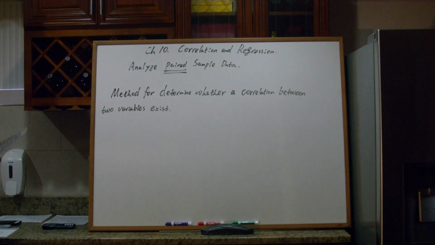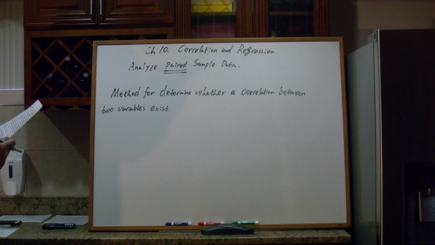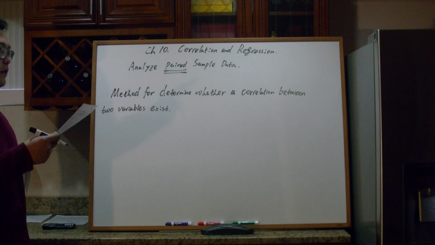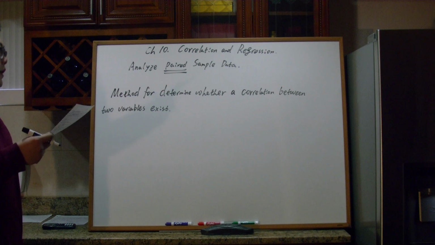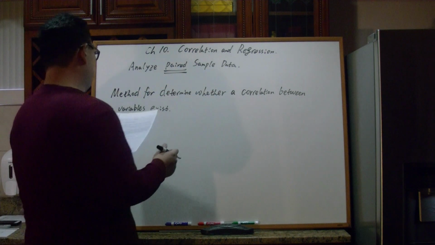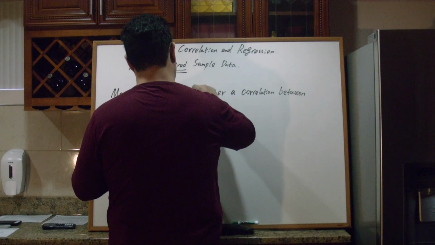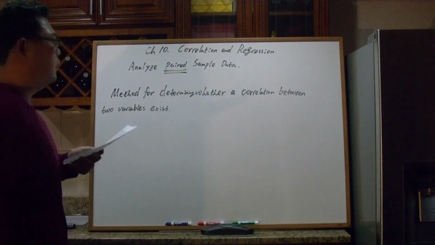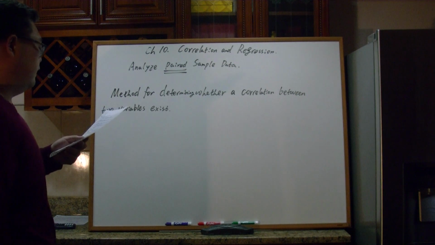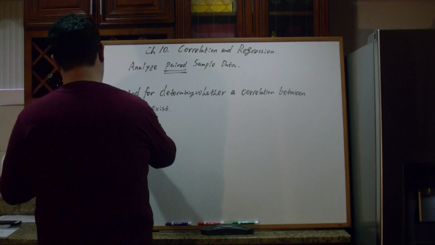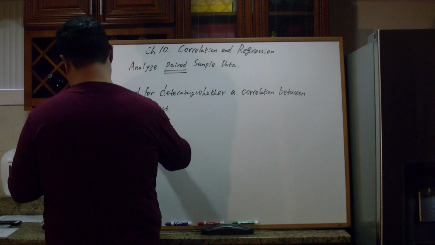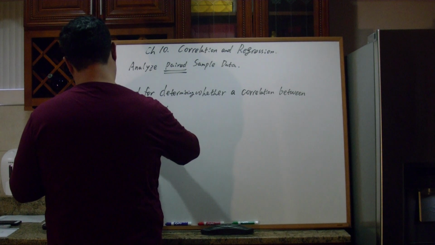Methods to determine whether a correlation between two variables exists. That's what we will see, the methods for determining whether a correlation between two variables exists, and if we have a linear correlation.